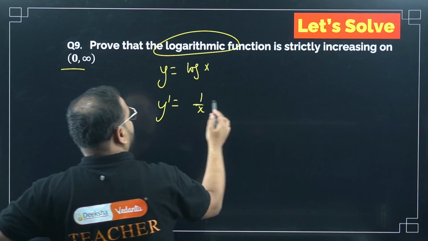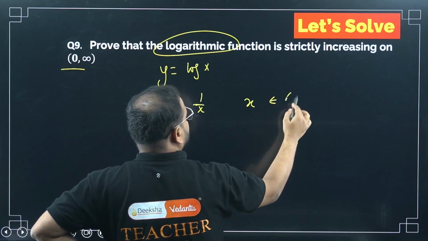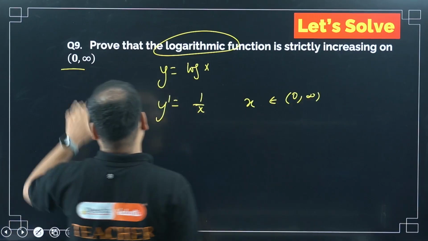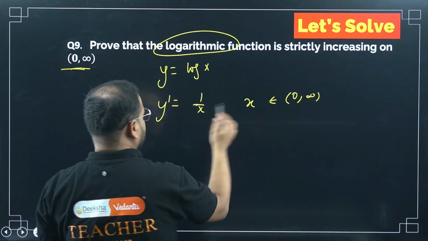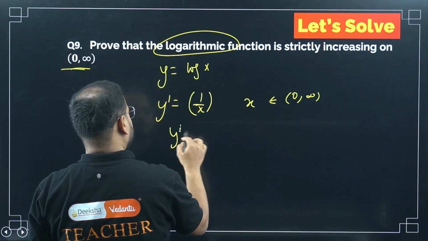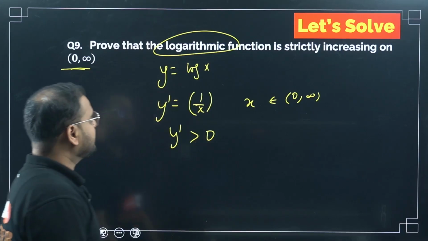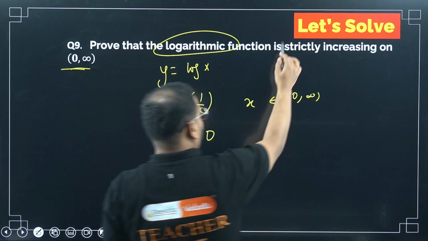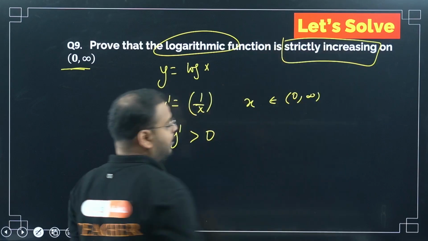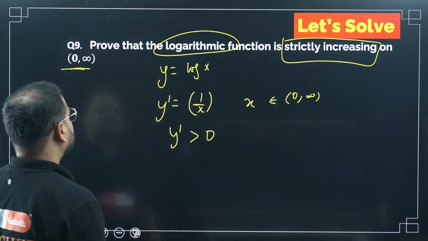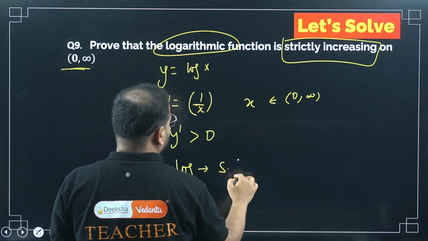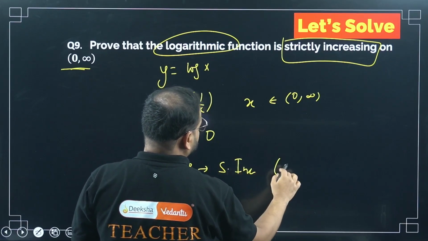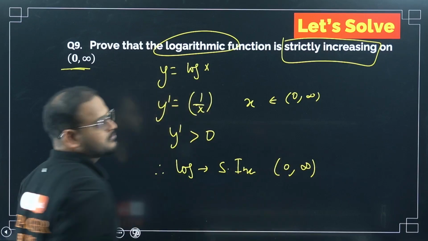Now think about it. If you take x from 0 to infinity, that means for all positive numbers, what will happen? For any positive number, this will be positive only, no? So what is the function? Always increasing, strictly increasing. So it is proved. Therefore, log is strictly increasing.